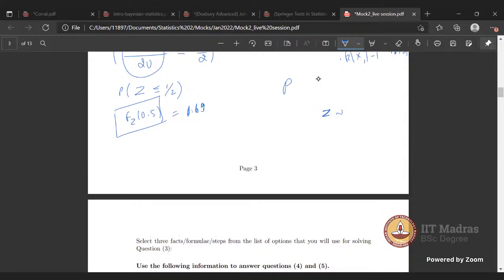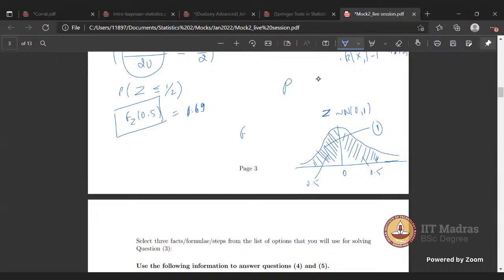So Z is what? Z is normal 0, 1. So how do you plot this graph? The mean is centered at 0, and this is called the standard normal distribution. It is symmetric, like the area is symmetric around this 0. So whatever area is covered on this side, the same area is going to be covered on this side. Since the total area has to be 1, each of the individual parts is going to be 0.5.